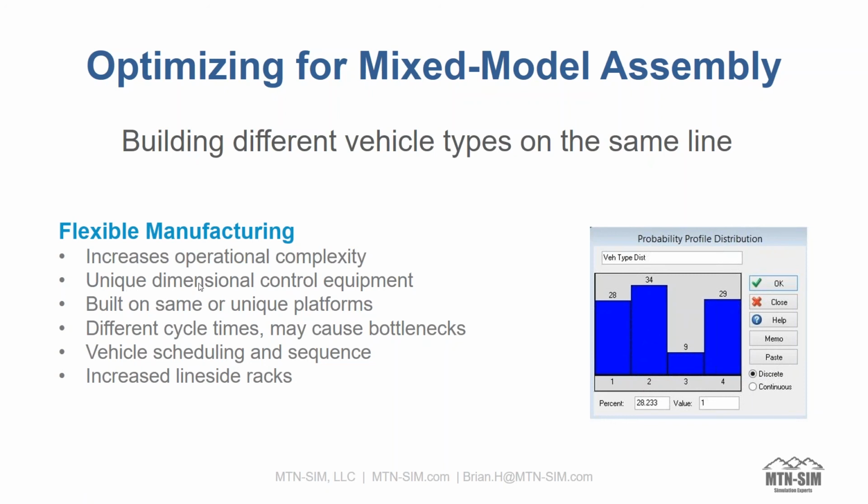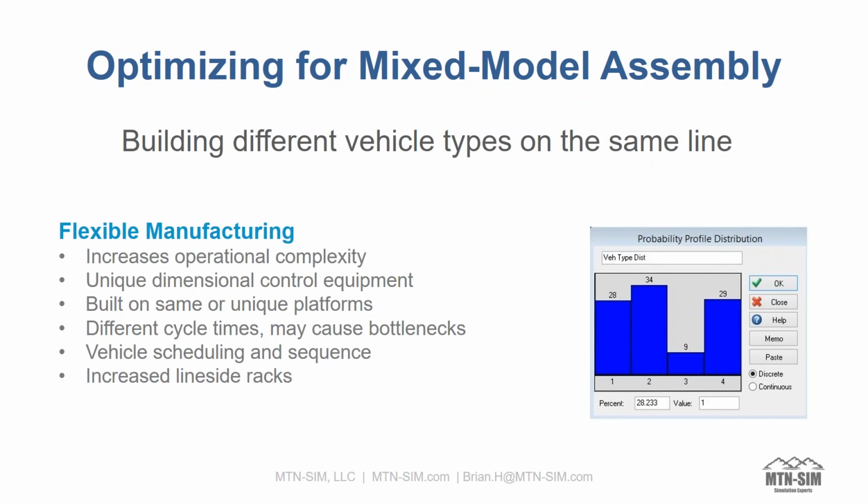So when we look at optimizing for mixed model assembly, we're building different vehicle types on the same line. So in this particular instance, we might, within the model, have 4 different vehicle types. In this case, we're using a probability profile distribution. We have 28% of vehicle type 1, 34% of vehicle type 2. We have a low runner, 9% of this vehicle type 3, and finally 29% of vehicle type 4. So when we do that, that obviously increases our overall complexity of the facility.